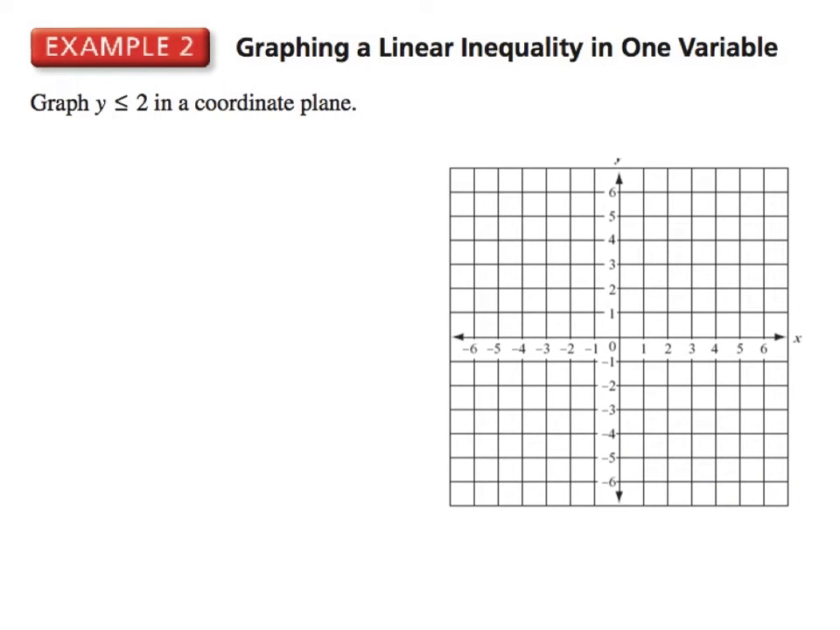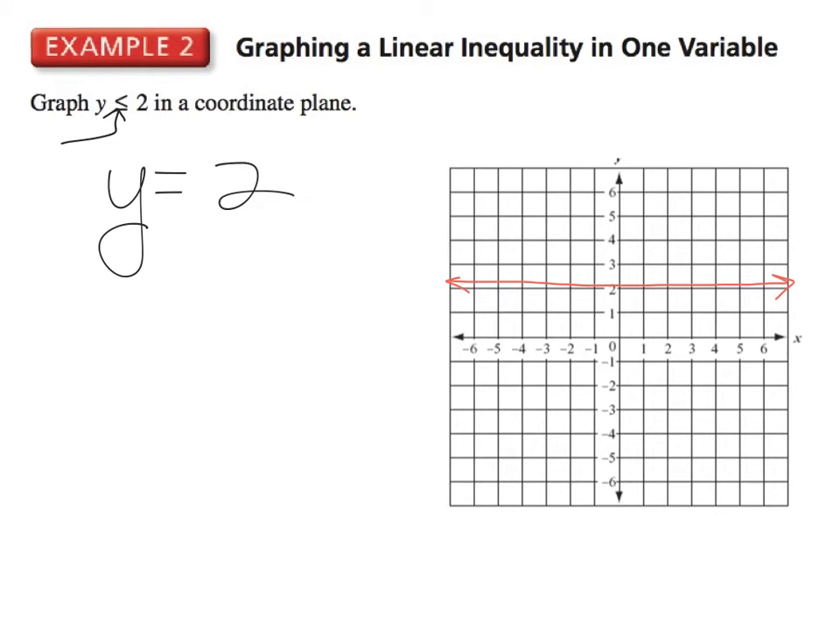So in example 2, we're going to graph y is less than or equal to 2 in a coordinate plane. Step 1, graph the boundary line, y equals 2. Now, because it is less than or equal to, all the points on the line would be a solution. So I'm going to graph y equals 2 as a solid line.